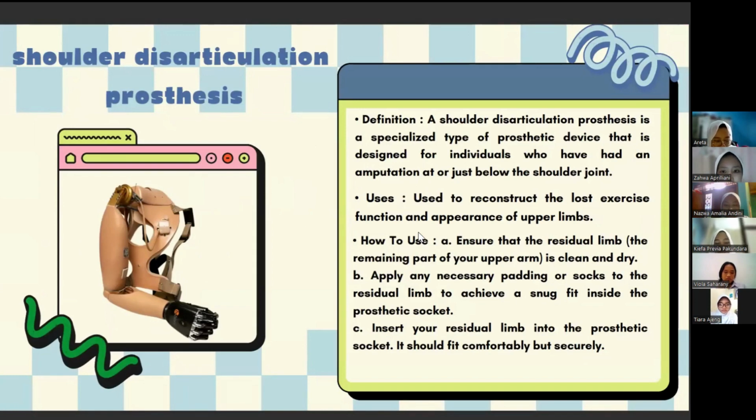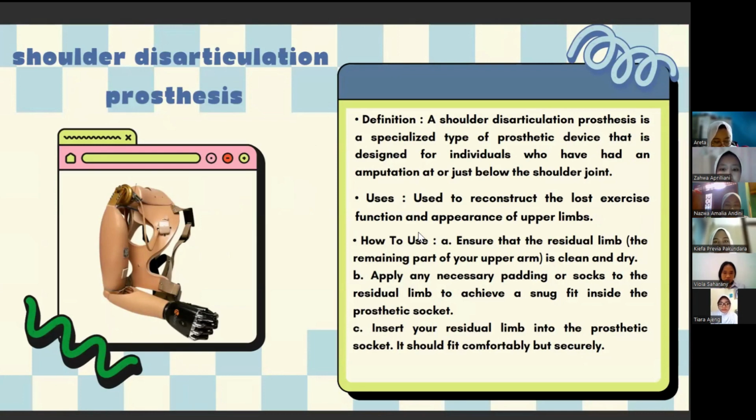Definition: a shoulder disarticulation prosthesis is a specialized type of prosthetic device that is designed for individuals who have had an amputation at or just below the shoulder joint. Uses: used to reconstruct the lost exercise function and appearance of upper limbs.